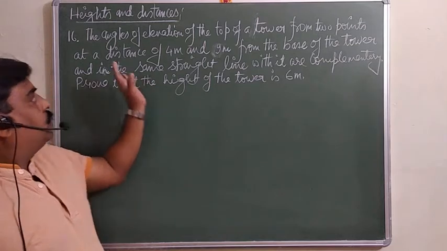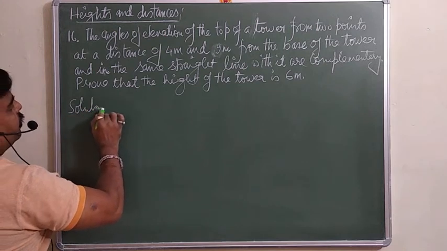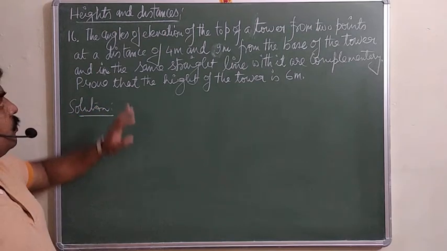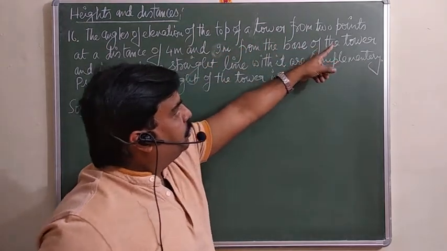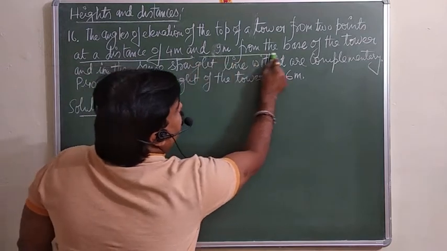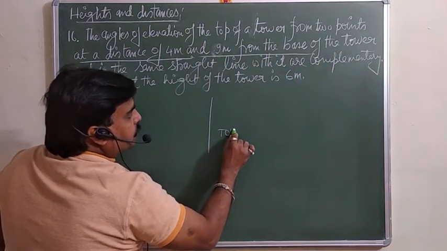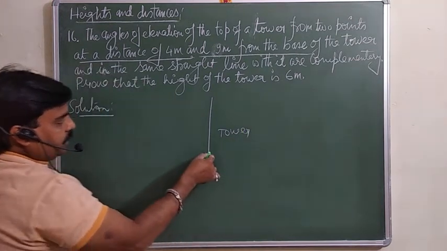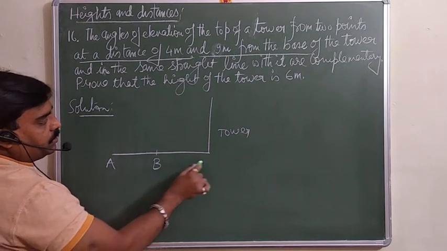Yes, now this is question number 16 from NCERT. Look at here now. It is important to draw the figure. Angles of elevation of the top of a tower from the 2 points at a distance of 4 meter and 9 meter from the base of the tower. Means this is your tower. From the base of this tower, there are 2 points given. Let's you can take one A, another is B. This is C and D.